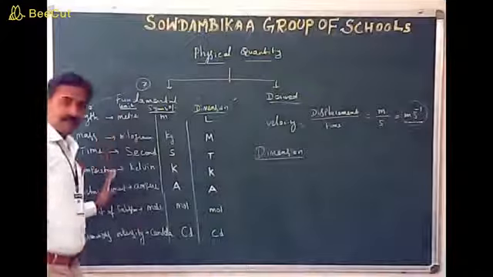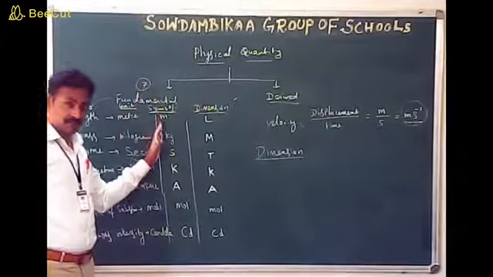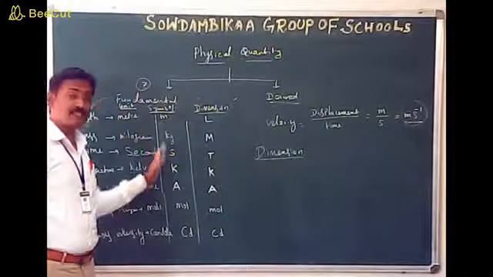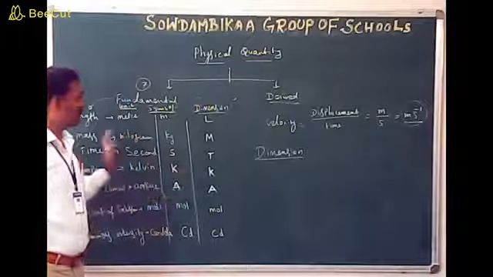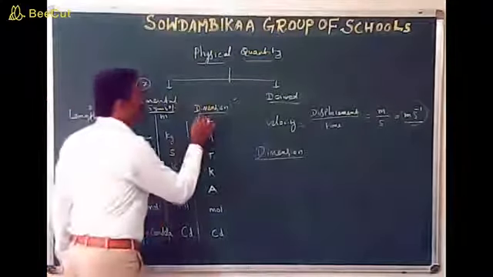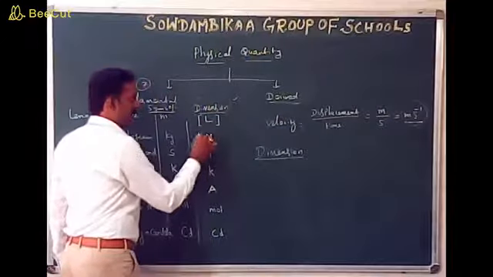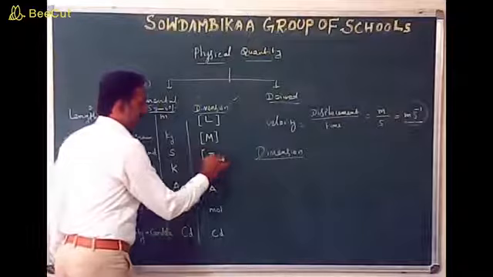These are the fundamental quantities, that is, the fundamental units and fundamental quantity symbols. These are the symbols for fundamental quantities. Now, the dimensions for those fundamental quantities. The dimension, which you should represent within a square bracket, is L for length. M is the dimension for mass. T is the dimension for time.